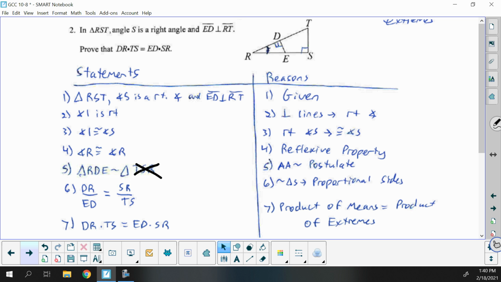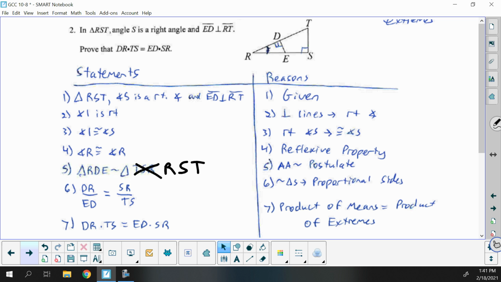And I don't agree with what I labeled the second one. So if I went RDE, we've got to start with R because that's the reflexive. Then I went to D, which is my right angle, so that should go to S. And then E should match with T. So similar to RST.